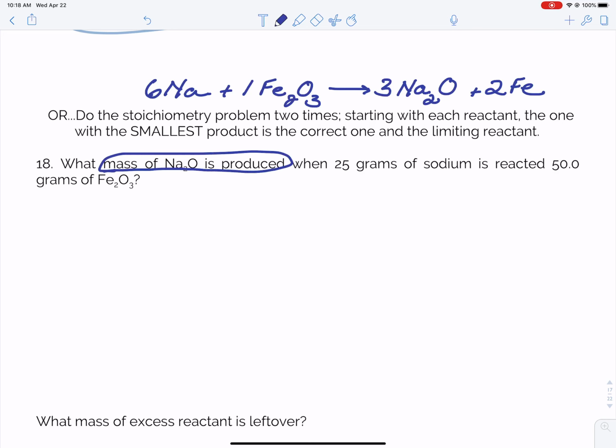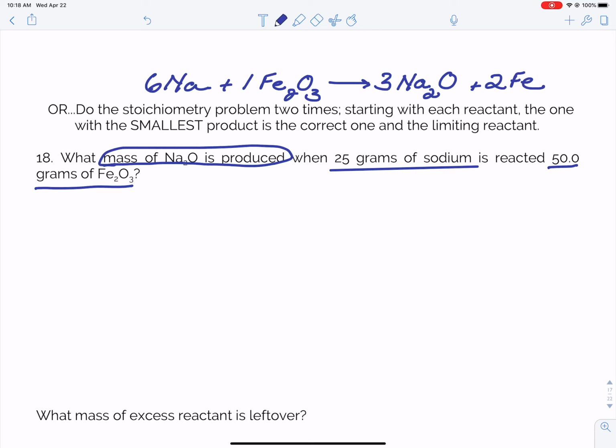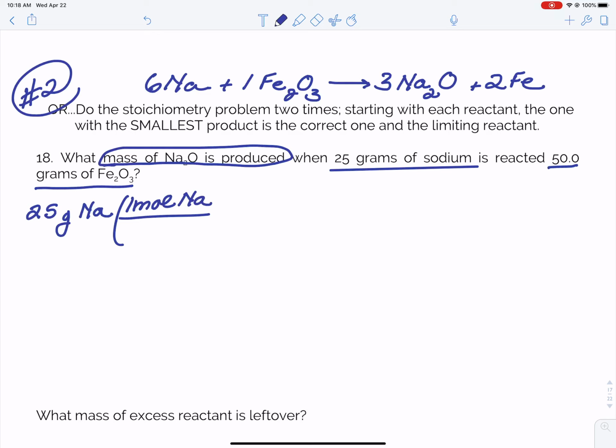So circle the data: 25 grams of sodium is reacted with 50 grams of iron 3 oxide. If I'm going to use this method number 2, I'm going to do the stoichiometry problem twice, starting with each reactant. So it's 25 grams of sodium. And now I'm going to try and answer the problem: what mass of Na2O? This just turns out to be a regular 3 parentheses stoichiometry problem from a few weeks ago.